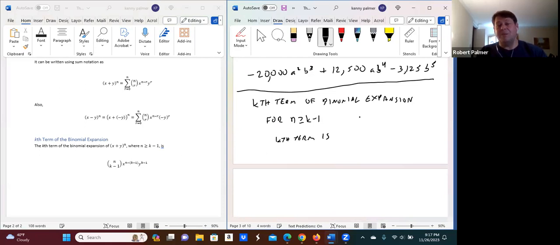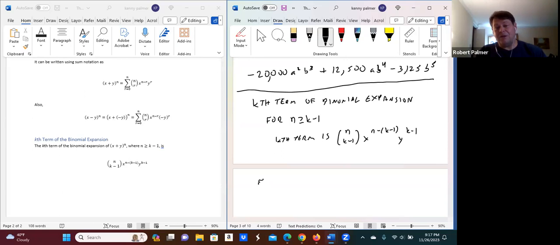is, remember, this is not a sum, it's just an individual term. This is going to be n over k minus 1 times x to the n minus, parentheses, k minus 1, times y to the k minus 1. Okay, now let's see how that works.